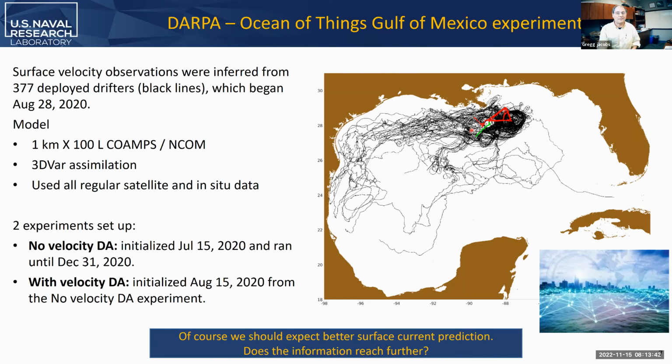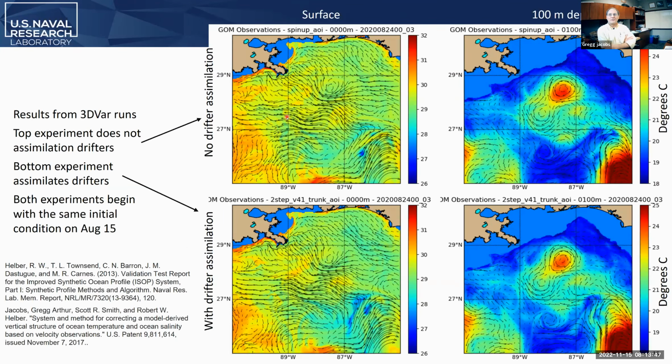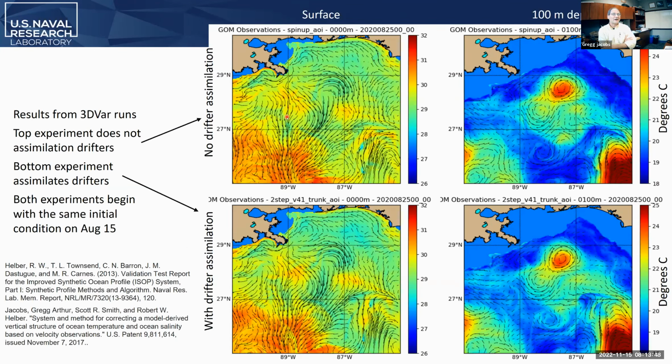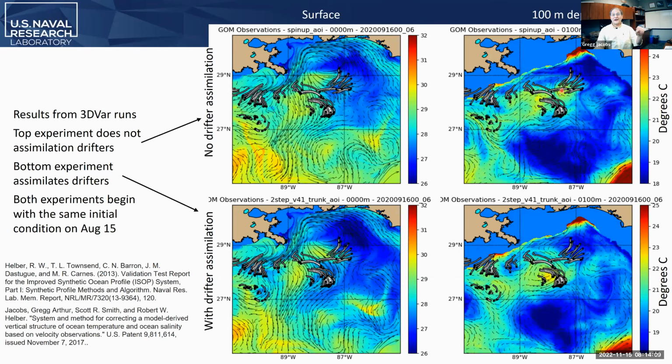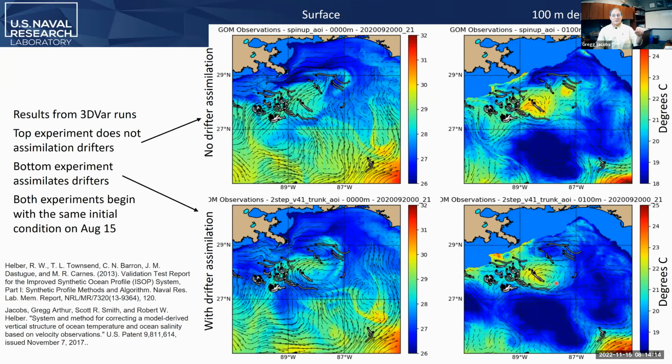So here's a little animation just to give you an idea of what that drifter deployment looked like. The top row is the model that did not assimilate the drifters, and the bottom row is the one that did. The left column is the surface temperature and currents, and the right column is the 100-meter temperature and currents. And the interesting feature is this warm anticyclonic eddy. You see the drifters are in a position that's very different from that anticyclonic eddy without assimilating the drifter data. When assimilating the drifter data, they maintain the position much better.